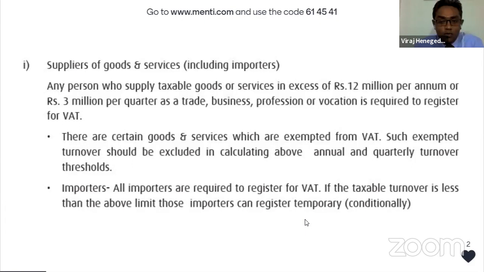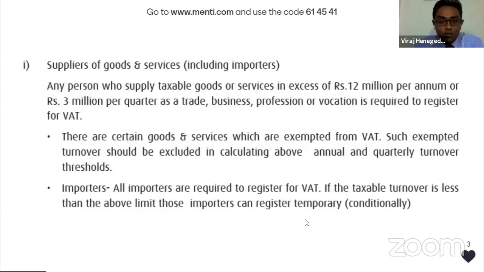Then you can see, trade, business, profession or vocation is required to register for VAT. And the most important thing is, there are certain goods and services which are exempted from VAT. Such exempted turnover should be excluded in calculating the annual value. When you are calculating your aggregate turnover, total turnover, you have to exclude the exempt supplies under the value-added tax.